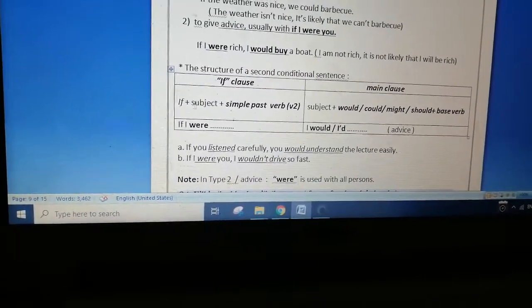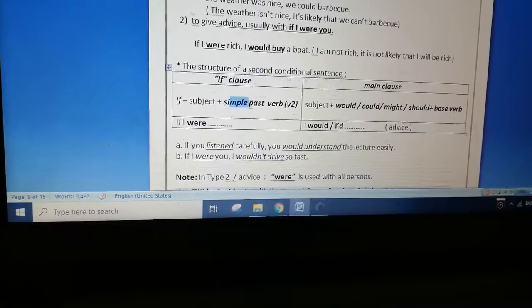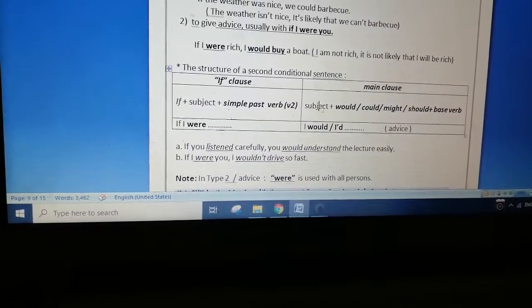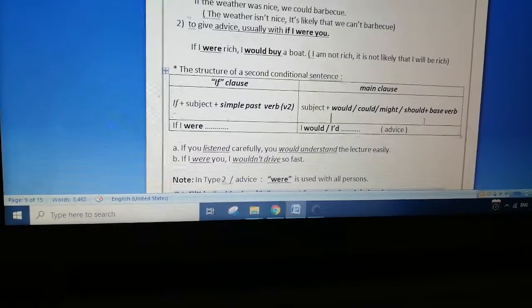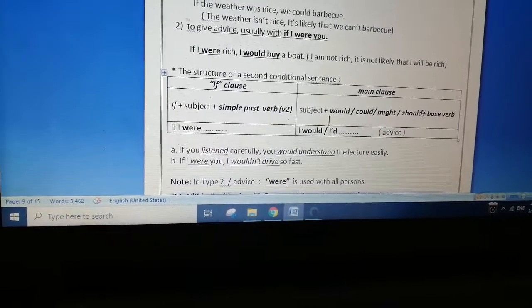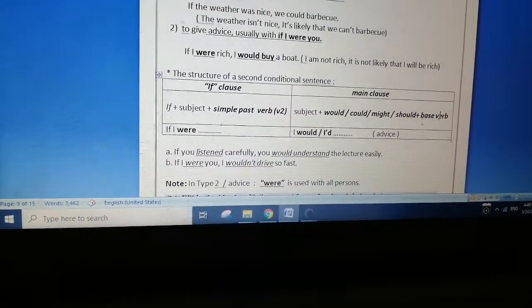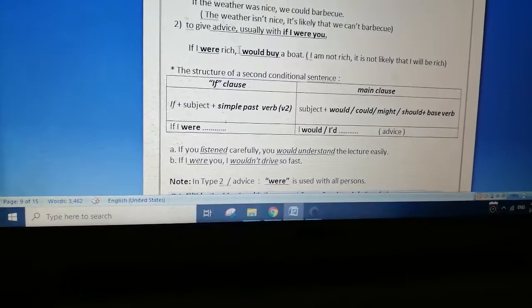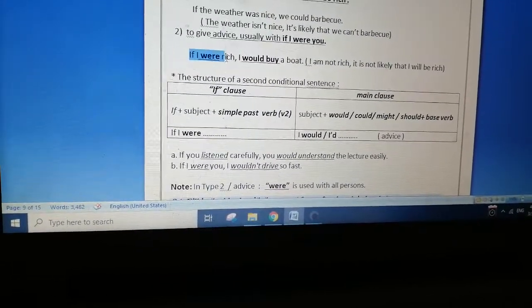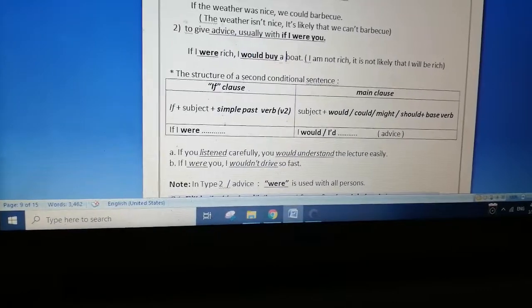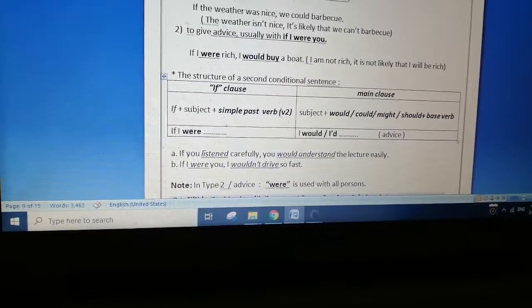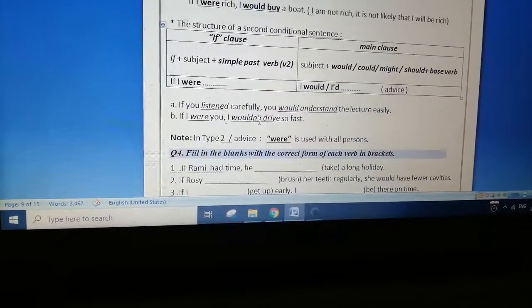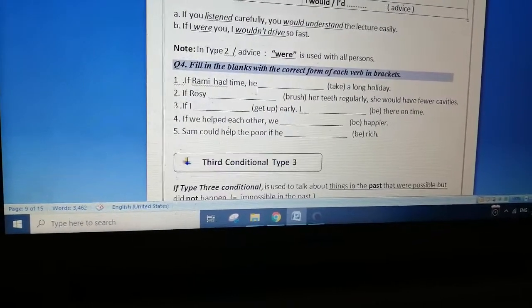Now the structure: if, subject, simple past, and the main clause, subject, would or could or might or should with base verb or bare infinitive. So the if clause is in the past, and the main clause has would or could or might or should. Good. Now here we have an exercise.